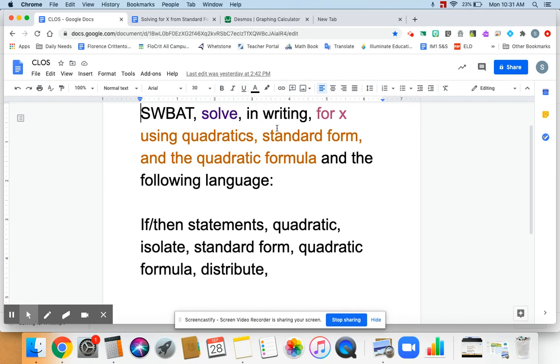So this whole time we've been solving for x with quadratics. And remember, if it's a quadratic, it's always going to have how many answers? We always have two answers when we solve for quadratics. And this time we're going to do it from standard form. And to do it from standard form, we use something called the quadratic formula.